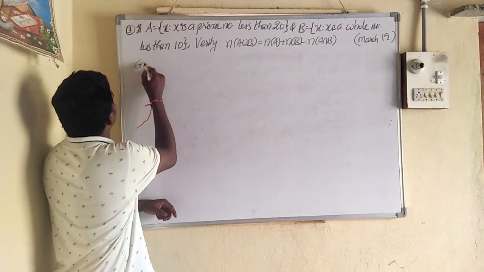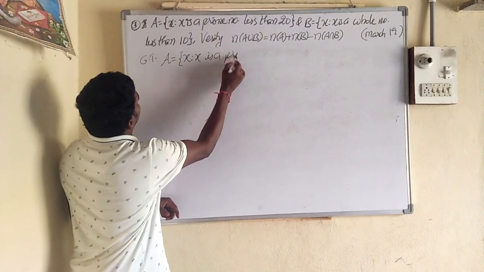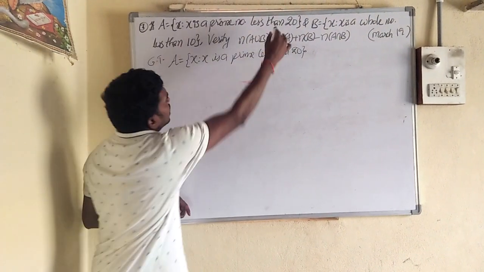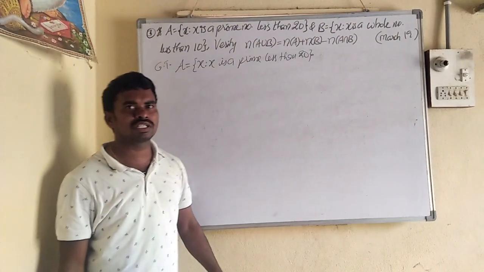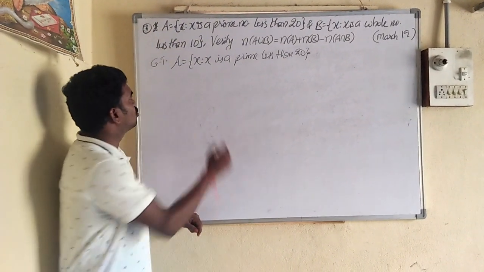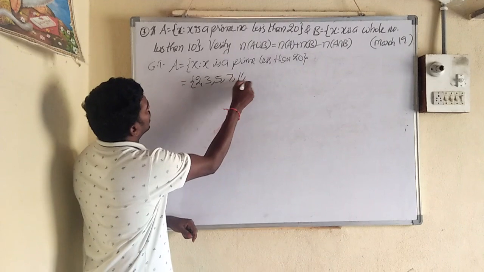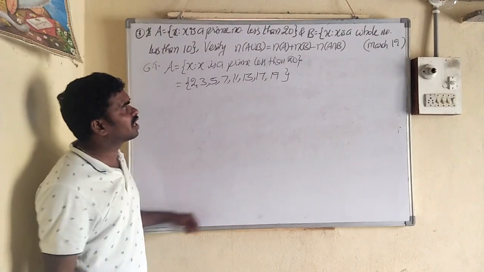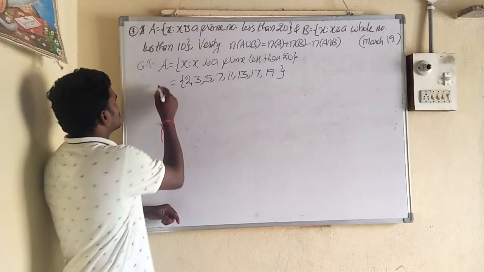So I am writing this: given that capital A equals the set of x such that x is a prime less than 20. What is given in the question? That is only written here. So what are prime numbers? 2, 3, 5, 7, 11, which do not come in any table. So 2, 3, 5, 7, 11, 13, 17, 19, 23, and so on. But we have to write less than 20. So below 20 there are these prime numbers.